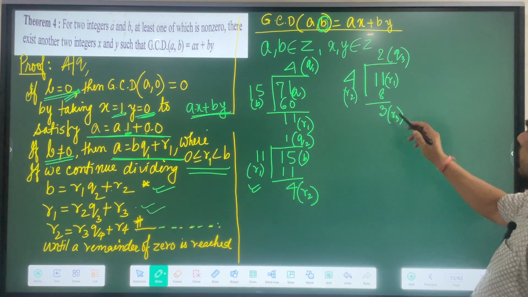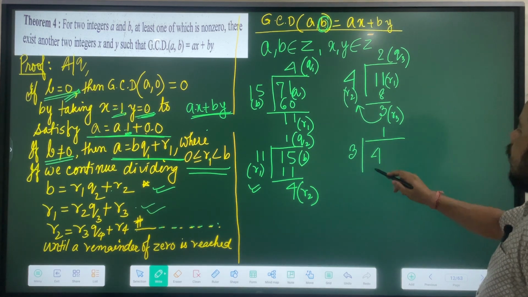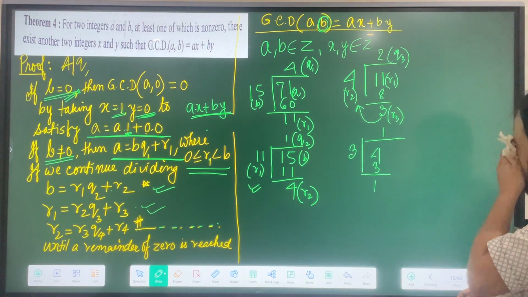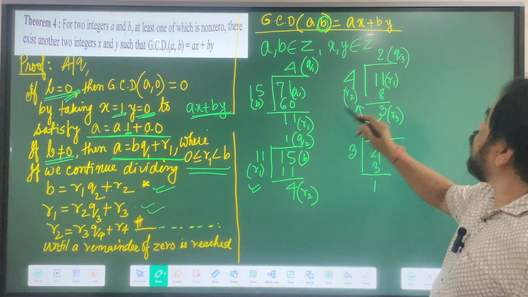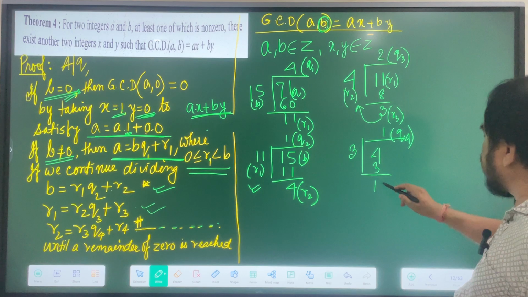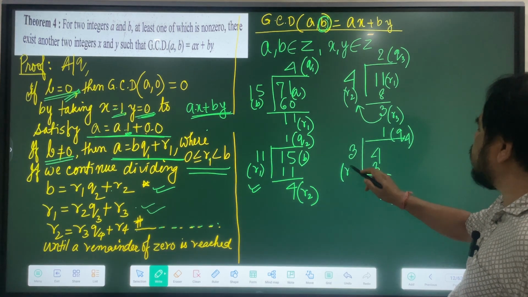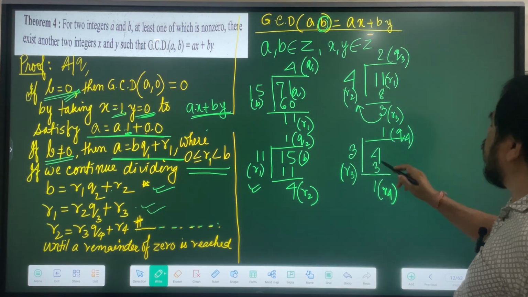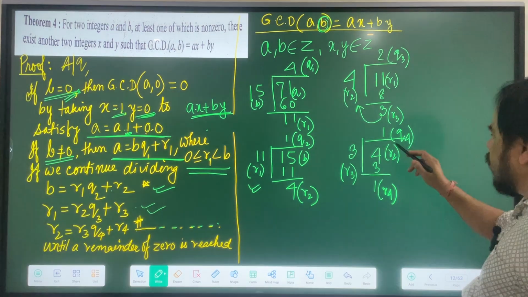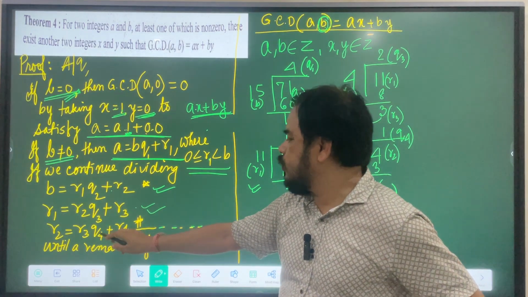Like this again. By 3 we will divide 4 again. 3 ones are 3. The remainder is 1. Then Q1, Q2, Q3, Q4 and R1, R2, R3, R4. What is 3? R3. So let me write R3 here. What is 4? R2. 4 is equal to 3 into 1 plus 1. That is, R2 is equal to R3 into Q4 plus R4.